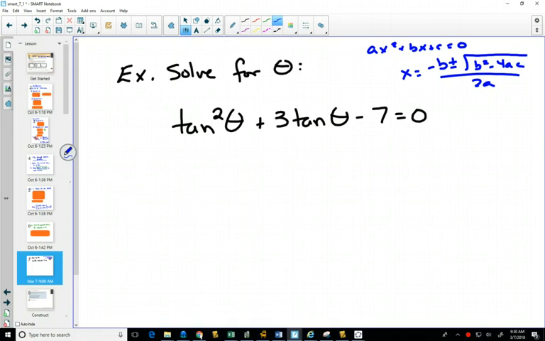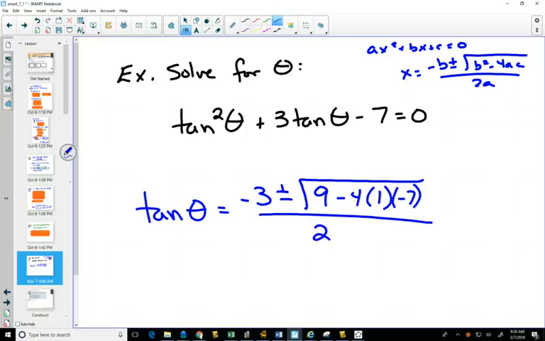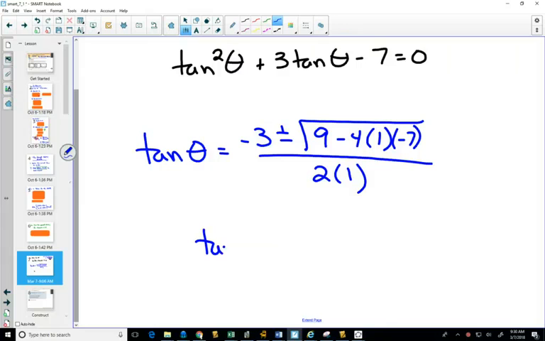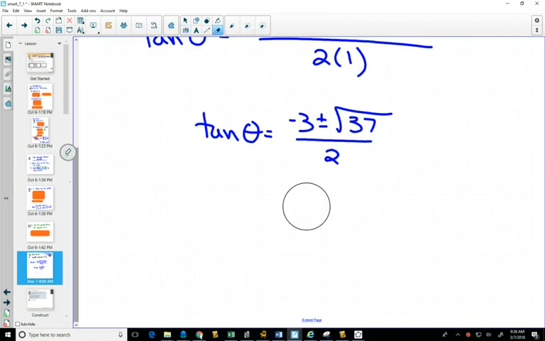So for this one, it's not x squared, it's tan squared. So when using your quadratic formula, it would be tan theta equals, not x equals, negative b plus or minus the square root of b squared minus 4 times a times c, divided by 2a. Simplifying this, we get negative 3 plus or minus the square root of 9 plus 28, 37, over 2. Definitely not on our unit circle.